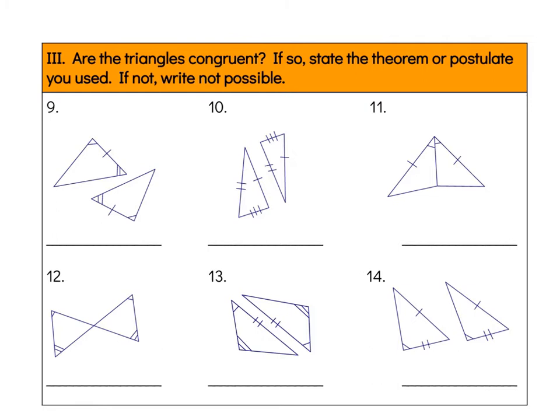Okay, part 3, are the triangles congruent? If so, state the theorem or postulate you use. Remember, there's 5 of them, and if not, write not possible. So once again, we're looking at angle, side, angle; angle, angle, side; side, side, side; and hypotenuse, leg. So pause the video and then check back for your answers.